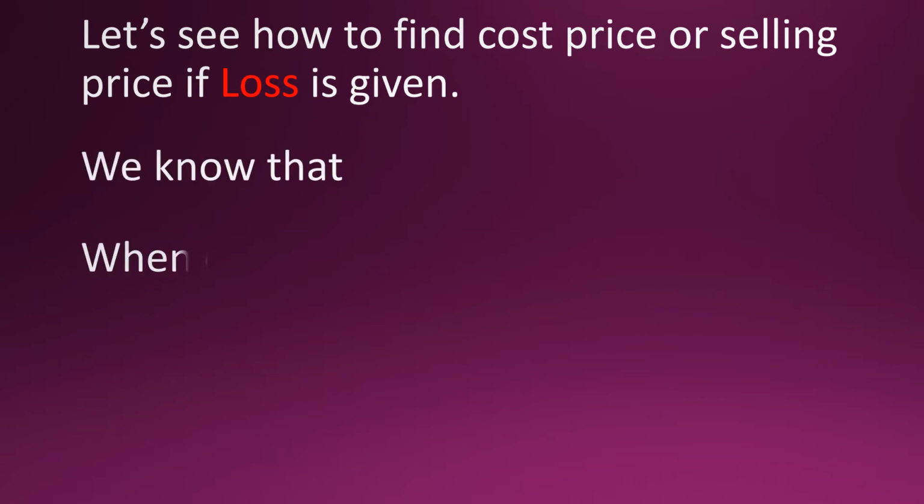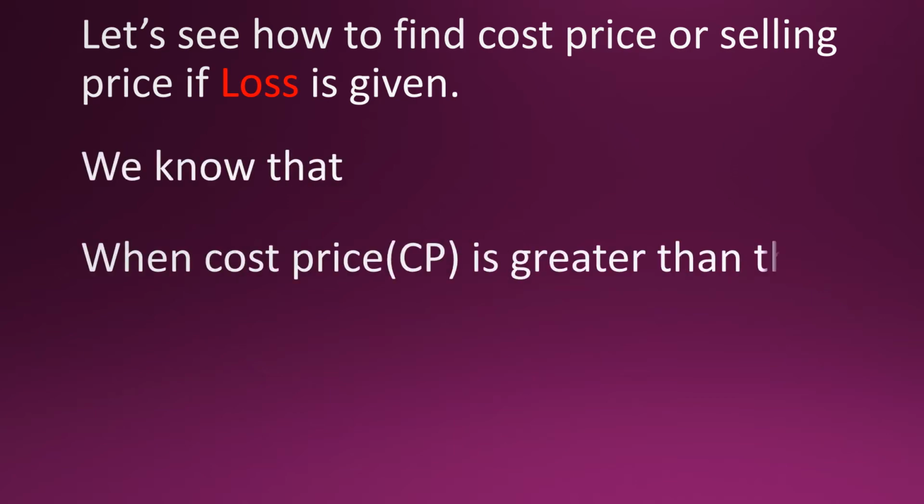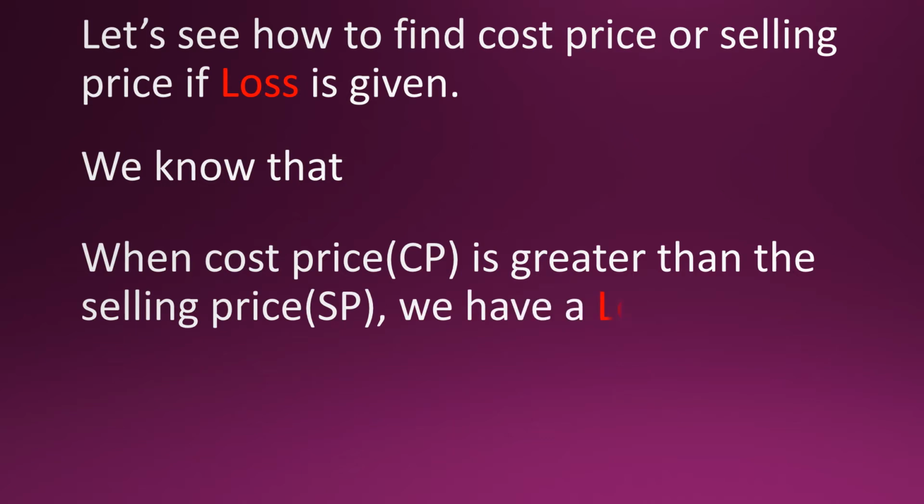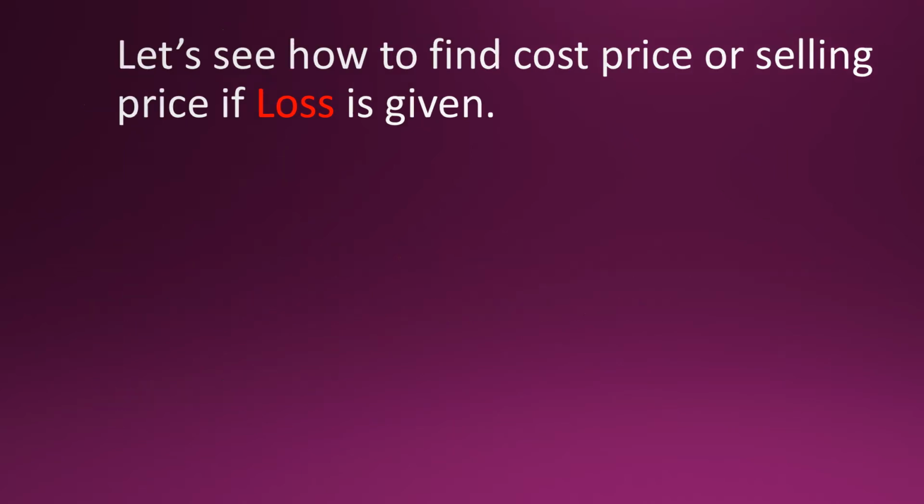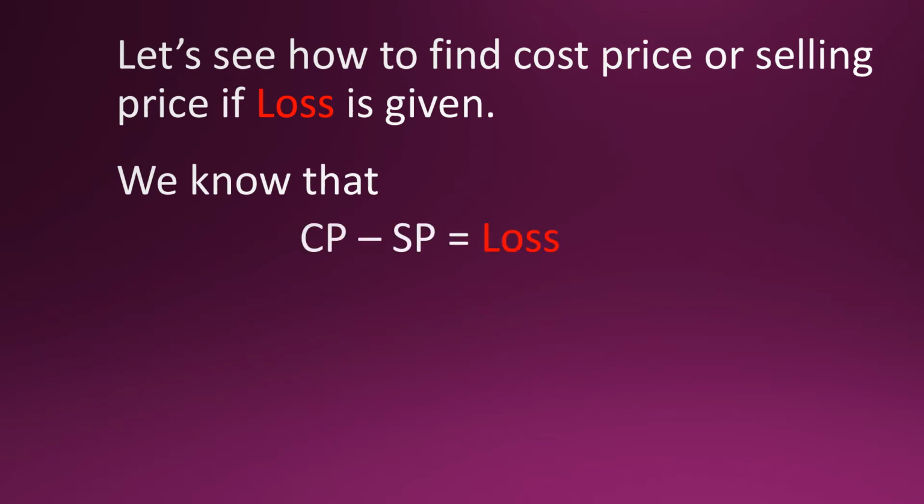Let's see how to find cost price or selling price if loss is given. We know that when cost price is greater than the selling price, we have a loss, and loss is equal to CP minus SP. Already we know that CP minus SP is equal to loss. From this formula, we can derive two more formulas. How? Let's see. See, in this formula, we have minus SP. If we take minus SP to another side of the equal to sign, it becomes plus SP.